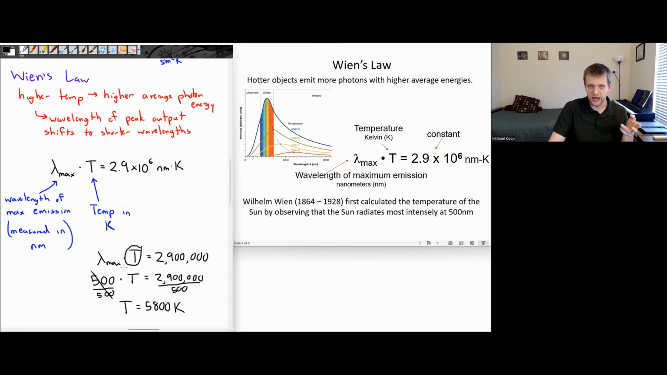But most of the time when we're trying to look at the properties of stars, usually the easier thing to get is going to be that spectrum. We observe the star with a telescope, we break up that light, look at the spectrum, and identify where that peak occurs. And then with that information, we can determine what the temperature is.